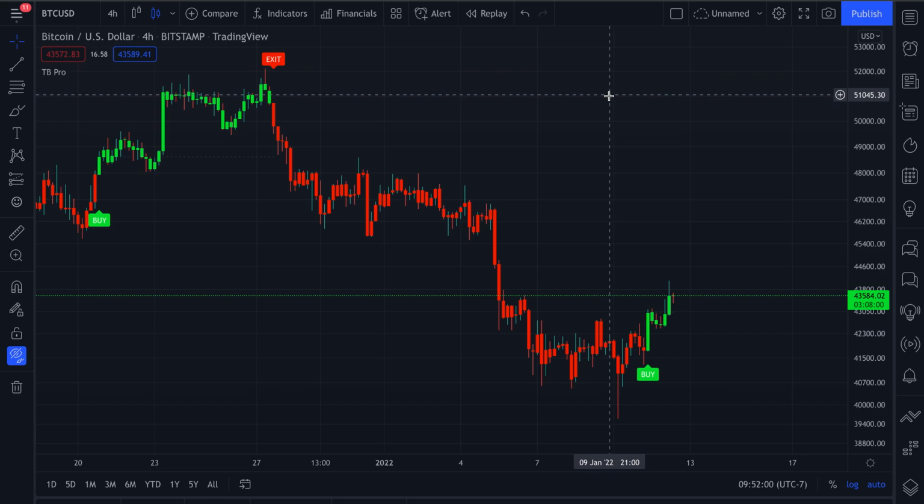Now, these are the confirmation signals, and in the next videos we're going to be talking about, of course, all the other settings like AI mode and re-entry mode.